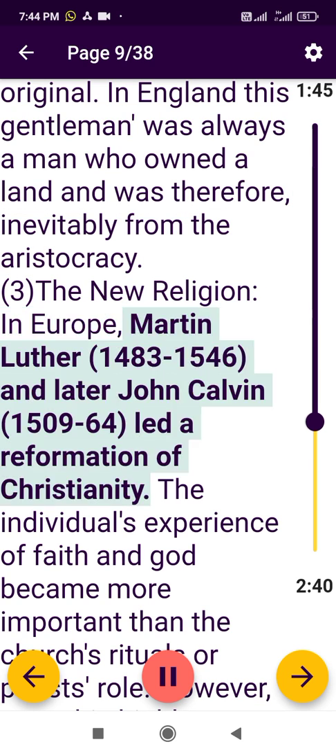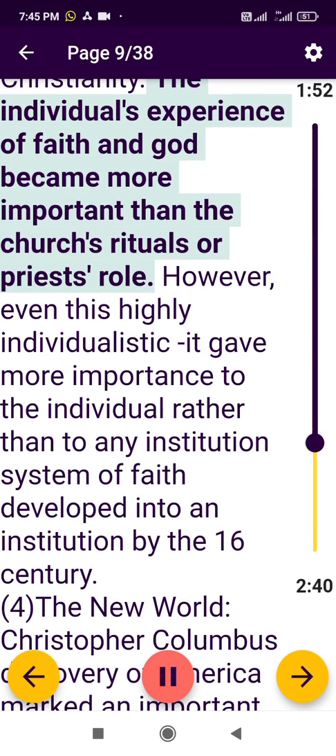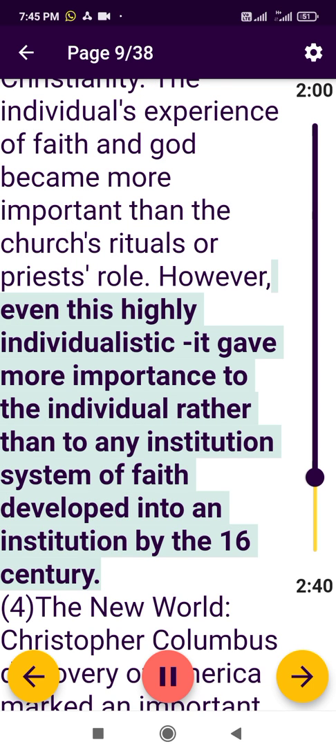In Europe, Martin Luther, 1483-1546, and later John Calvin, 1509-64, led a reformation of Christianity. The individual's experience of faith and God became more important than the church's rituals or priest's role. However, even though highly individualistic, it gave more importance to the individual rather than to any institution. System of faith developed into an institution by the 16th century.